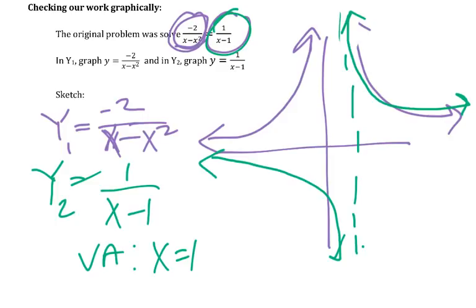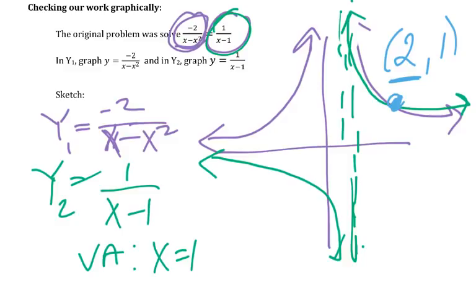So I can tell 1 won't work because there's a vertical asymptote at x equals 1. I can tell 2 is a solution because if I do second calc and choose number 5 intersect, it will find an intersection point here at 2, 1. So x equals 2 is a solution. It is where these two equations meet. It is where these two equations are equal. So x equals 2. So that's another way to check our work.